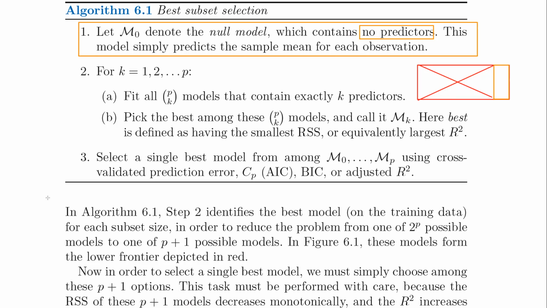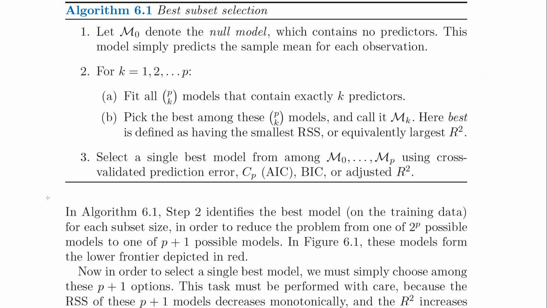One hopes to improve on it using the actual predictor variables. Now, for k equals 1 until p, fit all p choose k models that contain exactly k predictors.